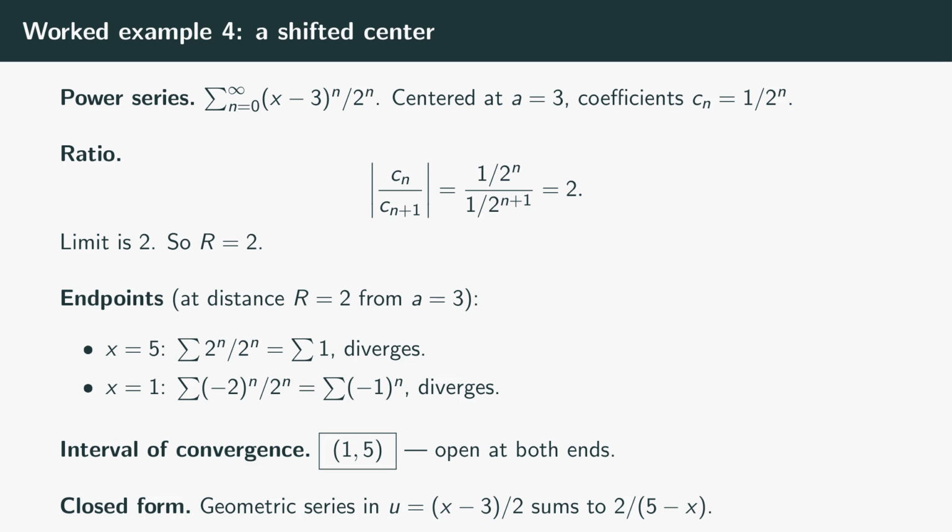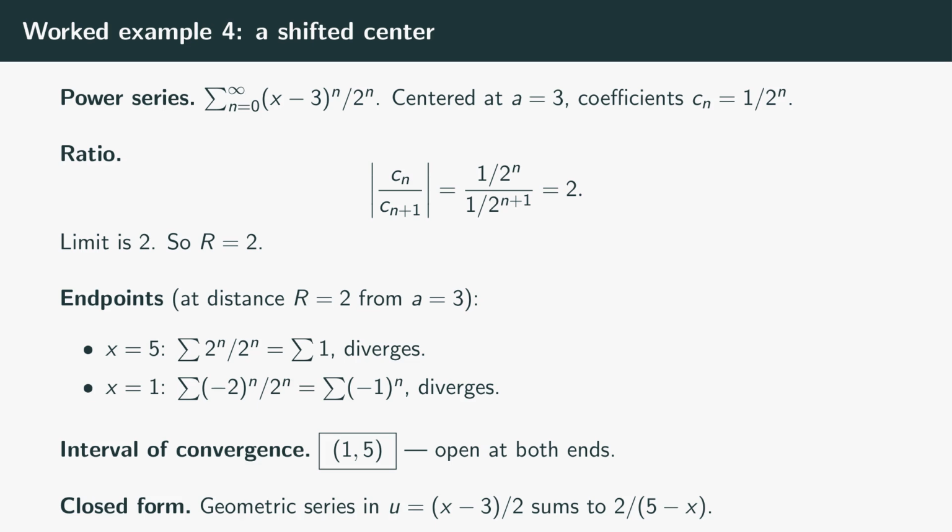Endpoints at distance 2 from center 3, x equals 5 and x equals 1. At x equals 5, each term is 2 to the n over 2 to the n, which is 1. The sum of 1 diverges. At x equals 1, each term is the quantity minus 2 to the n over 2 to the n, which is negative 1 to the n. The sum of negative 1 to the n diverges by oscillation. Neither endpoint included. Interval of convergence, the open interval from 1 to 5.